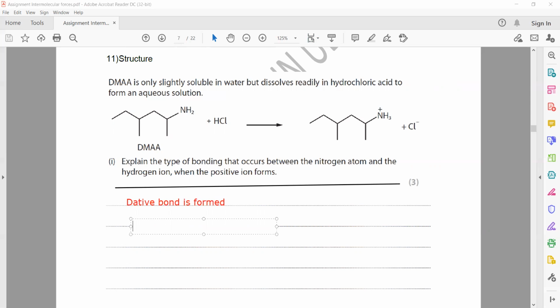A dative bond is formed between the lone pair of nitrogen and the hydrogen ion with no electron. So when you write this answer, 1 mark is for the dative bond, 1 mark is that there is a lone pair on nitrogen, and the third mark is that the hydrogen ion has no electrons; it has a positive charge.